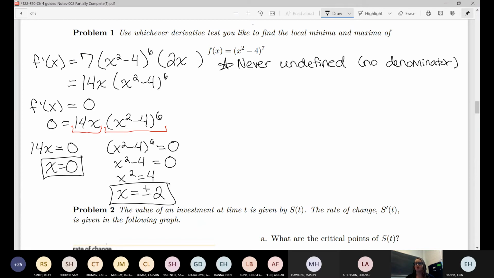This is the point where you get to choose which derivative test you want to use. Taking the derivative of 14x times (x squared minus 4) to the 6th would be a pain. I personally think that's not worth the time to use the second derivative test on, and I would say just use the first derivative test. So we have 0, -2, and +2.